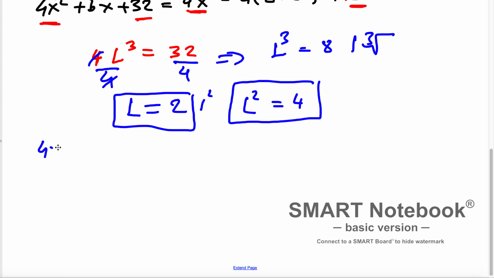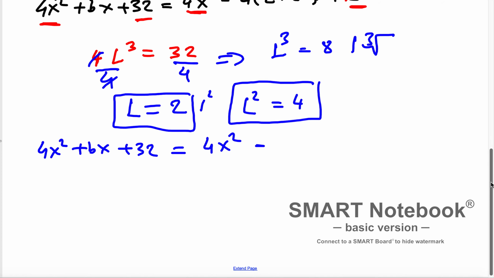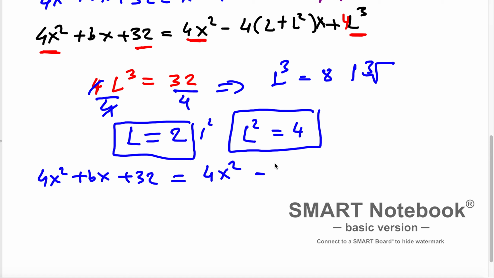So now we have 4x squared plus bx plus 32 is equal to 4x squared, here is a minus, so it was a minus 4 times (instead of L, I am plugging in the numerical value 2, plus instead of L squared, I am plugging in the numerical value 4) times x, plus 4L cubic, but 4L cubic, as we saw before, is 32, so we can write 32. But now we are looking at b, the coefficient b here, and instead of the coefficient b, we have this part here, so this is the coefficient b.